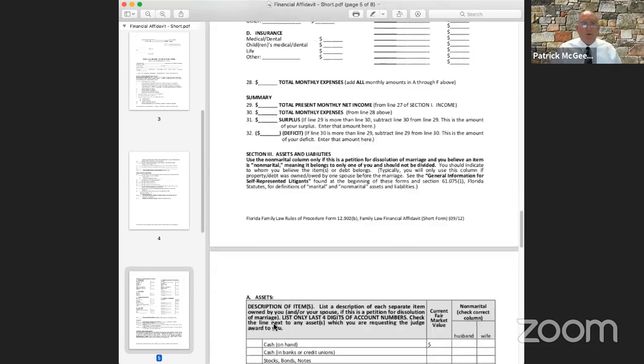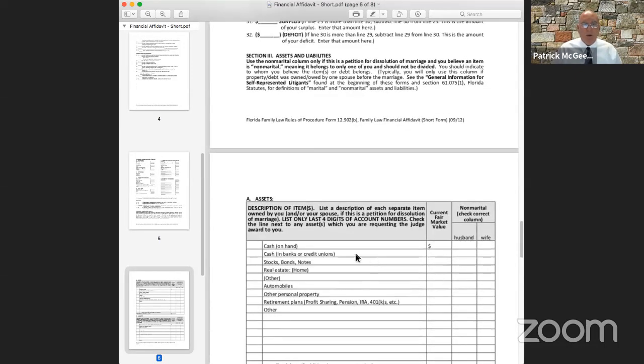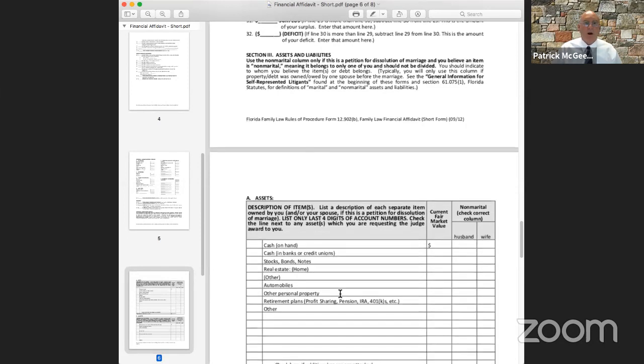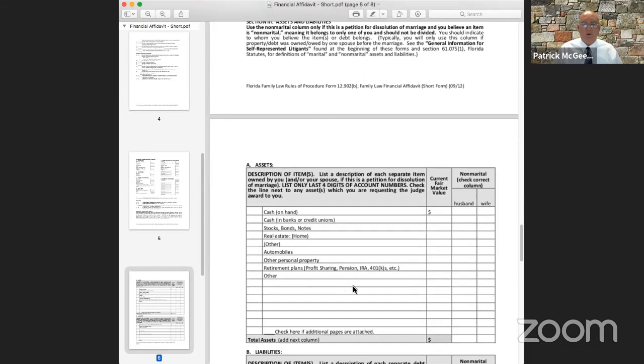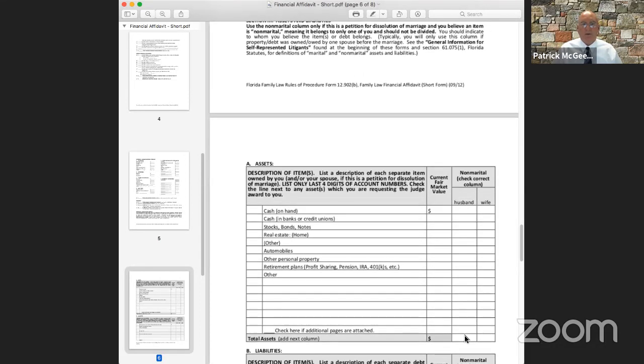Section 3 is assets and liabilities. How much money you have in the bank or credit unions, your stocks, real estate, homes, automobiles, other personal property, which can be stereo equipment, gym equipment, furniture, motorcycle parts, whatever. Your 401ks, whatever pension plan you have, you would put that in here. You would add all that up, and that would become your total assets.